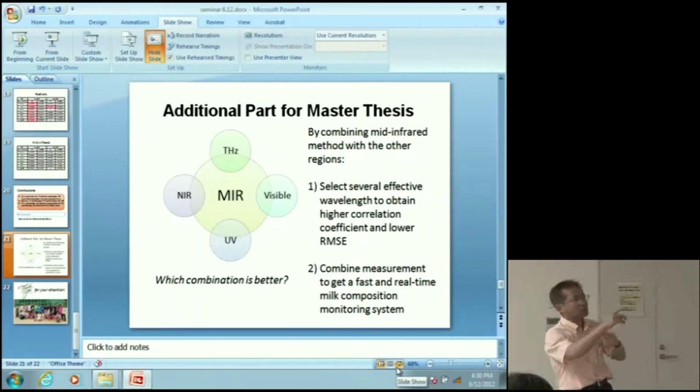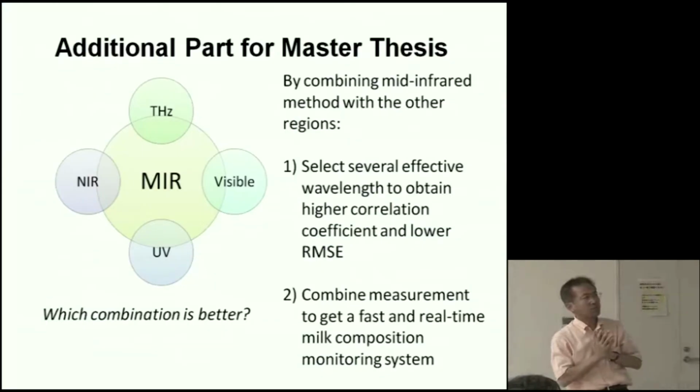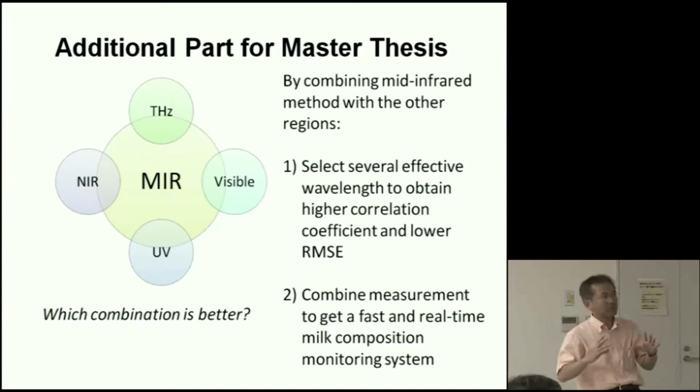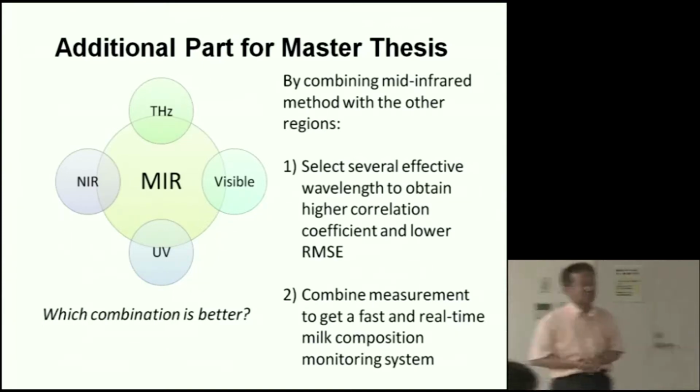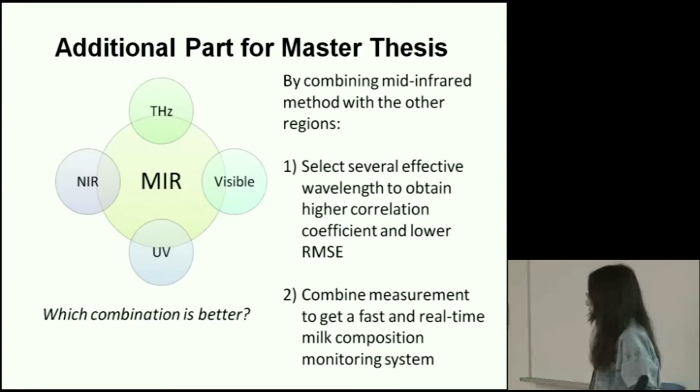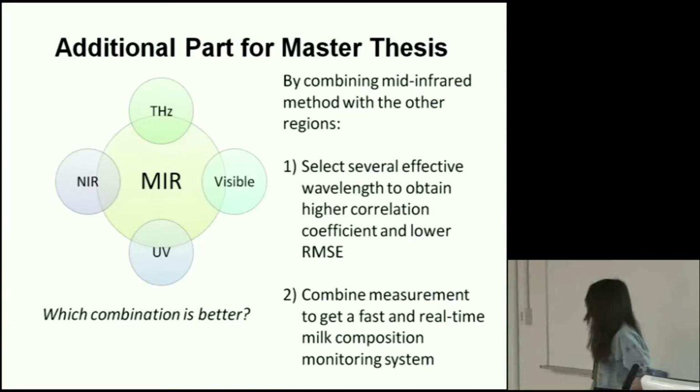Any other comments or suggestions? Show us the final slide again. Conclusion? Final slide. This one. This looks like mid-infrared. Basically, mid-infrared is recommendable. Then plus terahertz plus visible or UV. So you suggest some combination will be more effective, something like that. Yes, because different regions can obtain different kinds of information. So maybe if we combine several pieces of information, it will improve the result. Maybe.